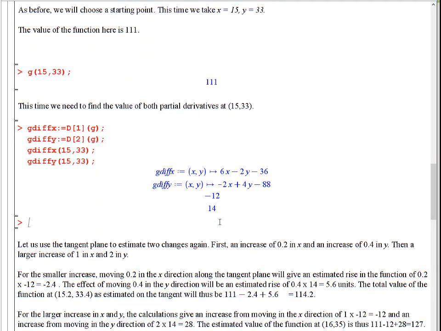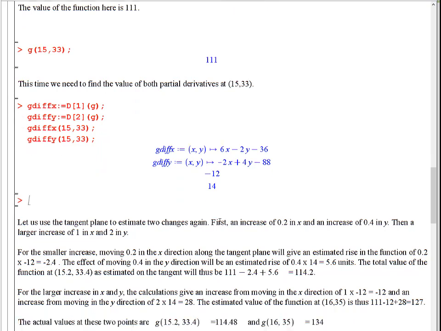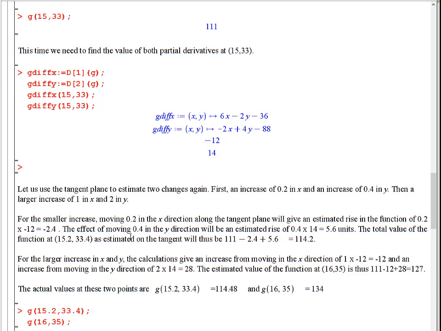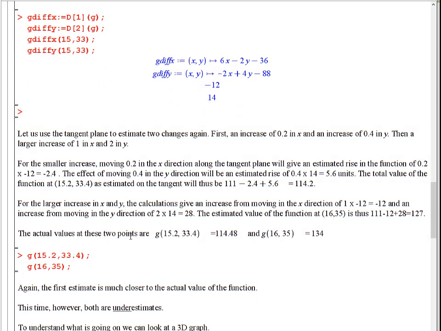y directions. Now we're going to have to pick 2 changes to look at, so I want a small change to start with. And here we have 2 things that can change, x and y, so I have to decide how much they're going to change by. So I'll have 0.2 in x and 0.4 in y, so that's quite small. And then a bigger increase will have increase of 1 in x and increase of 2 in y. So start with a small increase.